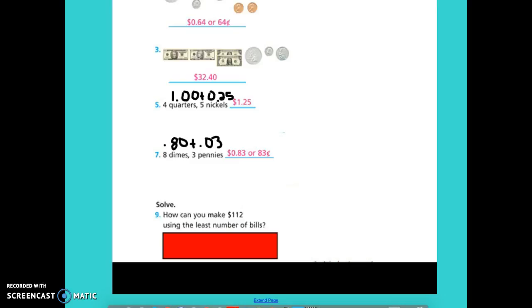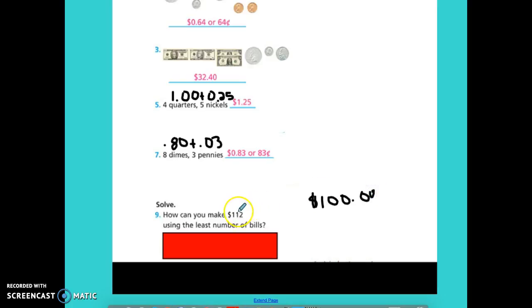So we have $112. I know that one major big bill I could use is a $100 bill, right? Because that's a huge dollar amount that's going to take up all of it but $12. So I'm going to do a $100 bill. And then keep looking at it here.